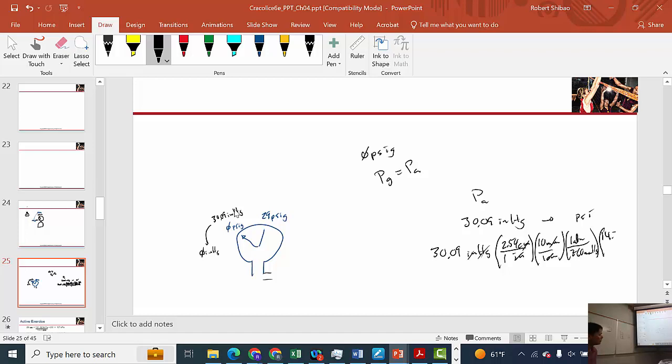And then I know that there are 14.70 psi per 1 atmosphere. And that will get me psi. So let's convert the inches of mercury to psi. 30.09 times 2.54 times 10 divided by 760 times 14.7. That gives me 14.78. How many sig figs am I allowed here?